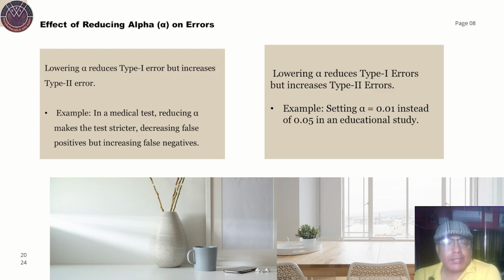So in a medical test, reducing alpha makes the test stricter, decreasing false positives but increasing false negatives. Suppose in a medical test you try to detect whether sugar is present, or that a person has blood pressure, or a thyroid problem. In this type of test you should reduce alpha, so that you do not make a false positive statement. That means saying that the person has sugar, or is diabetic, or has blood pressure.